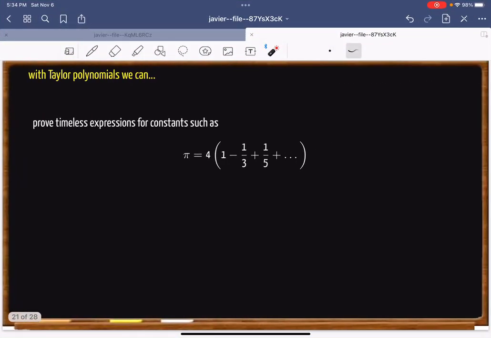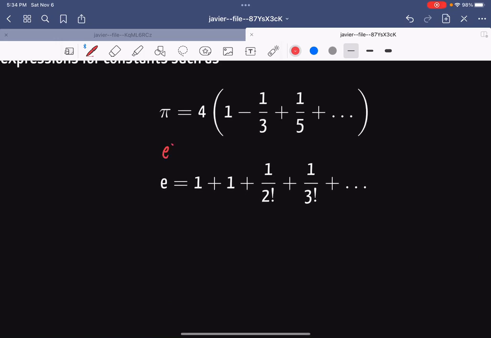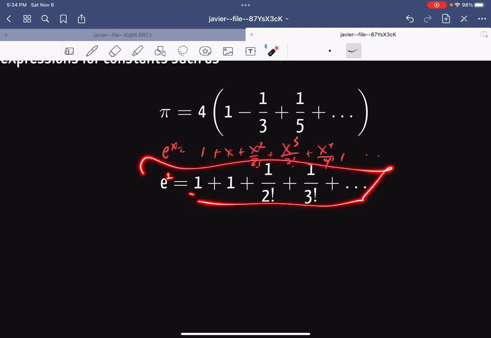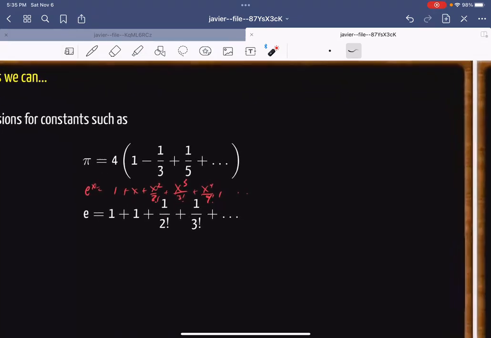The other thing we can do is, we did this at the beginning of this chapter, we found expressions for these timeless constants, like pi, using the expansion for arctangent. We can also find things like e. We know e to the x is equal to 1 plus x plus x squared over 2 factorial plus x to the third over 3 factorial plus x to the fourth over 4 factorial, on and on and on. So what we could do is plug in 1 everywhere we see x, and you get e to the 1, and that's equal to this expression. So we get a new expression for e, one that we didn't know before.